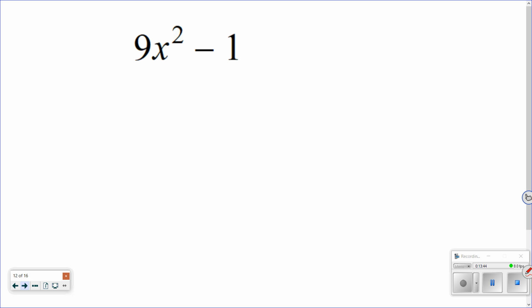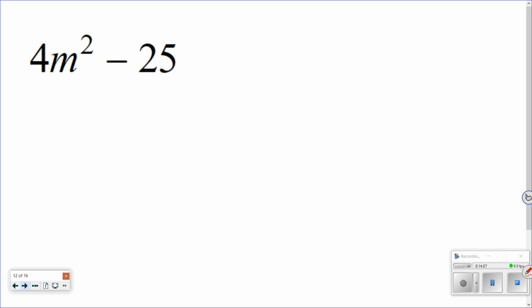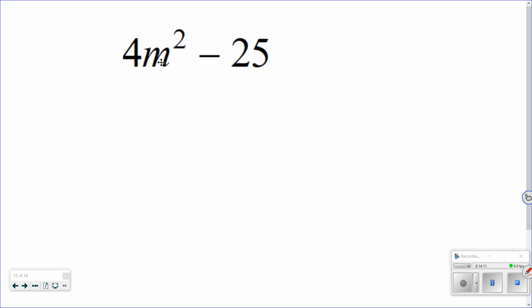Let's do one more together, then I'll have you try one. So it's got 2 terms. It's got the minus. So the last thing is, are they perfect squares? Sometimes 1 gets confusing, but 1 is a perfect square. If I square 1, I get 1. Okay, factor it: 3x, 1, 3x, 1, plus, minus. We got it. You try this one right here. Factor that. Pause it and do it, and then I'll go through it with you.